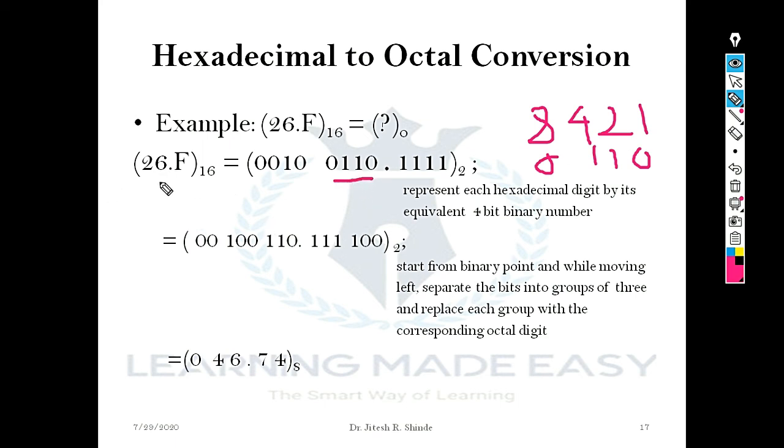What is 2? Only 2 is involved. The remaining digits 8, 4 and 1 are not used. So our answer will be 0010. For F, 8 plus 4 is 12, 12 plus 2 is 14, 14 plus 1 is 15. 15 decimal in hexadecimal is F. So all bits have been placed as 1. Thus we have converted the hexadecimal number to a binary number.